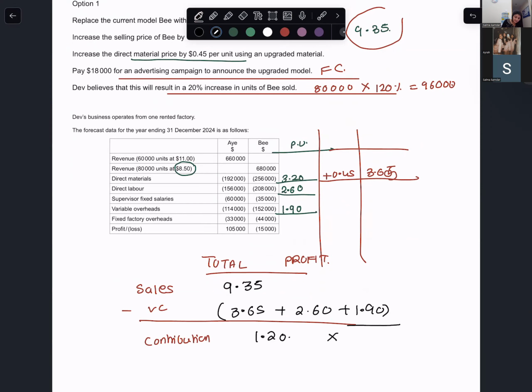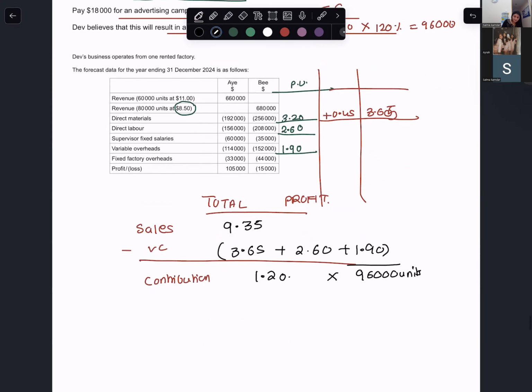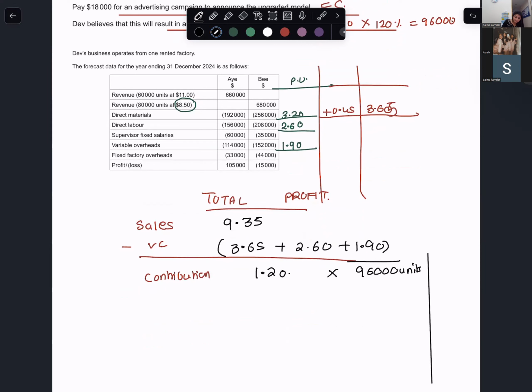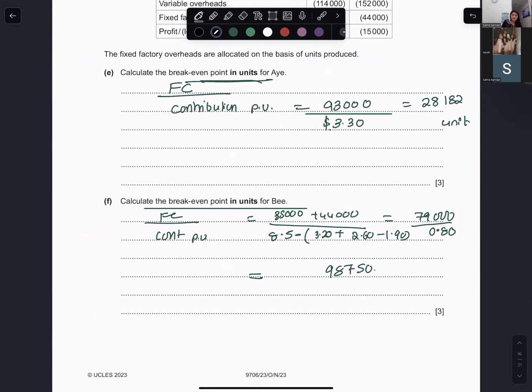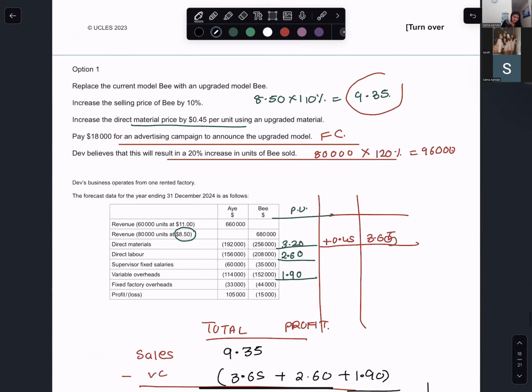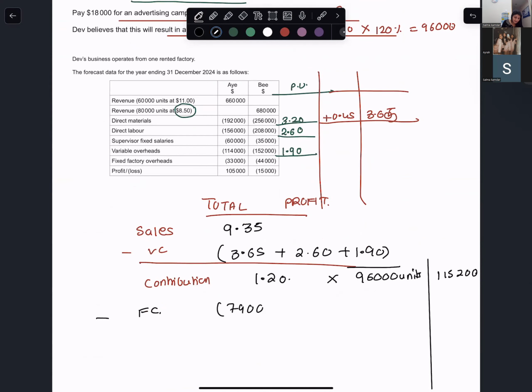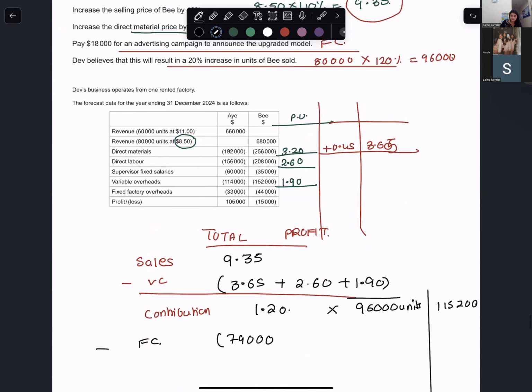Into the number of units, 96,000. So what will be the total units for us? It will be 115,200. Okay, minus the fixed costs. What was the old fixed cost for B? 79,000. So it will be 79,000 plus an additional fixed cost of how much? 18,000. So it will become how much?